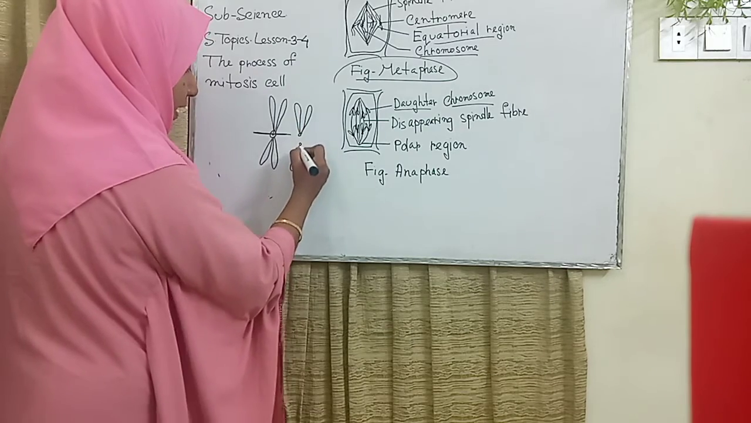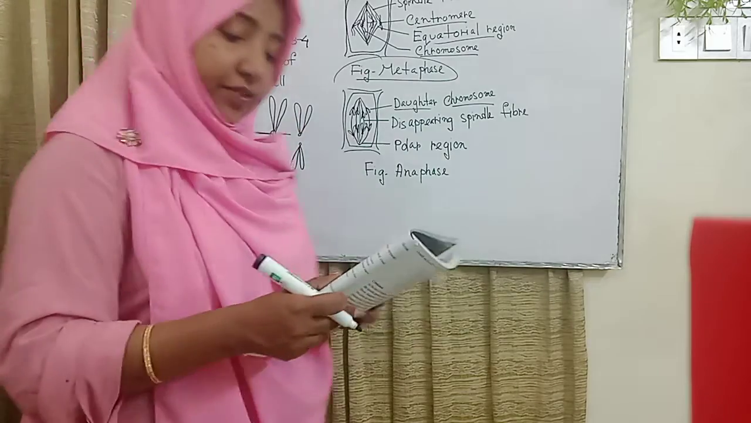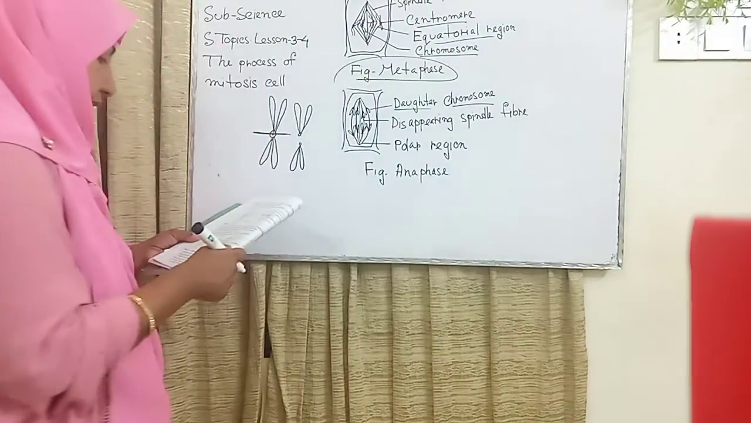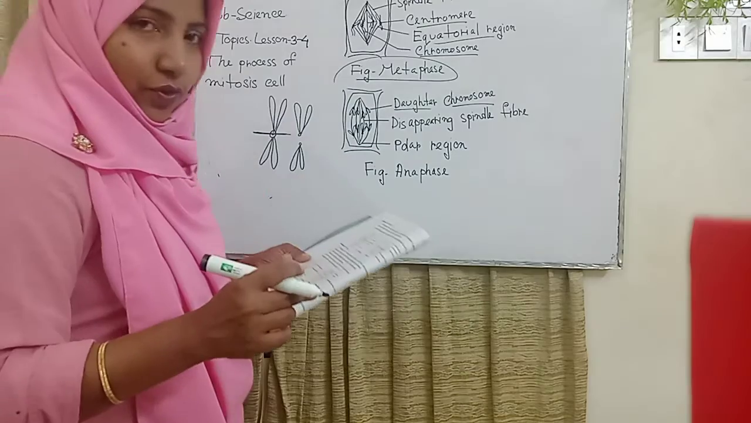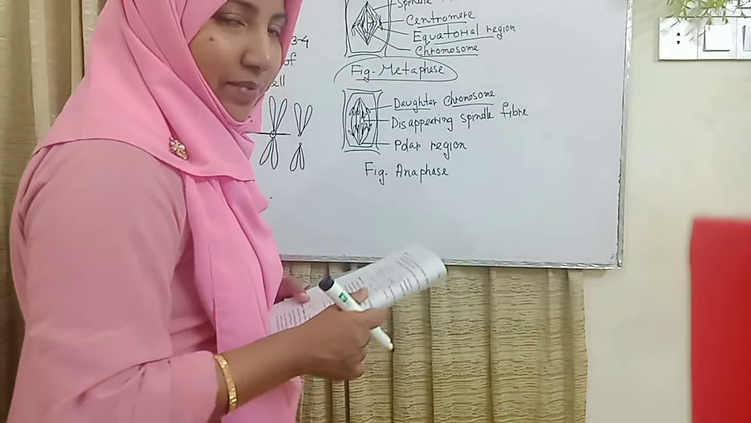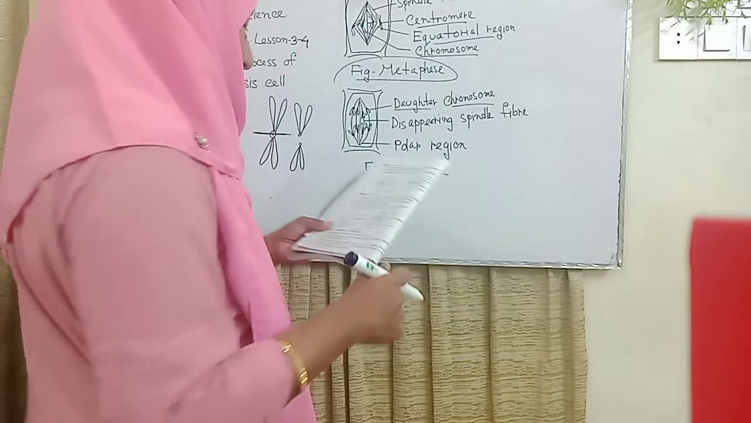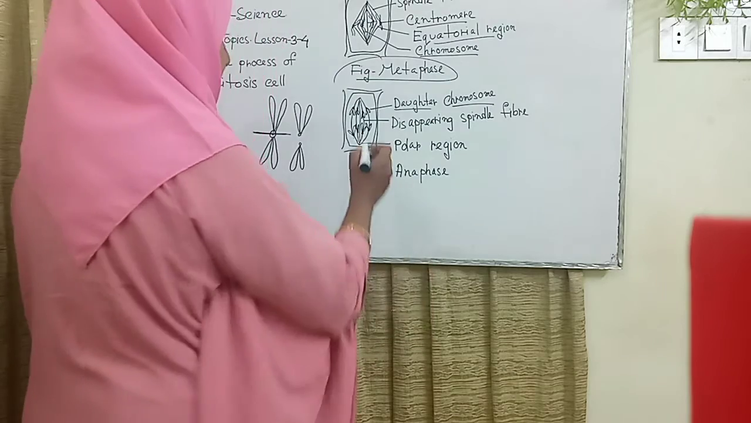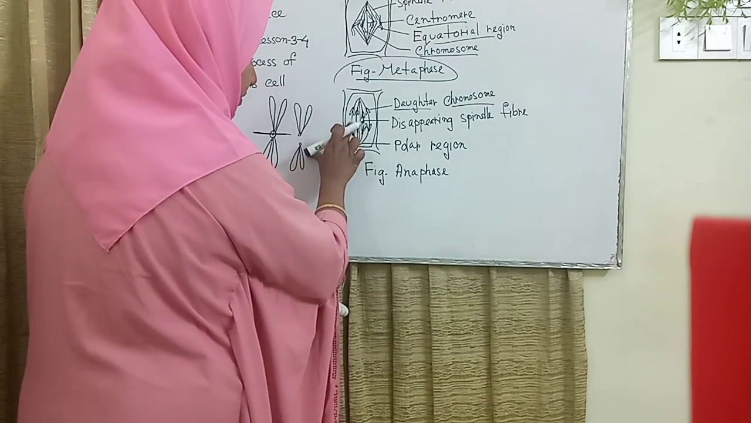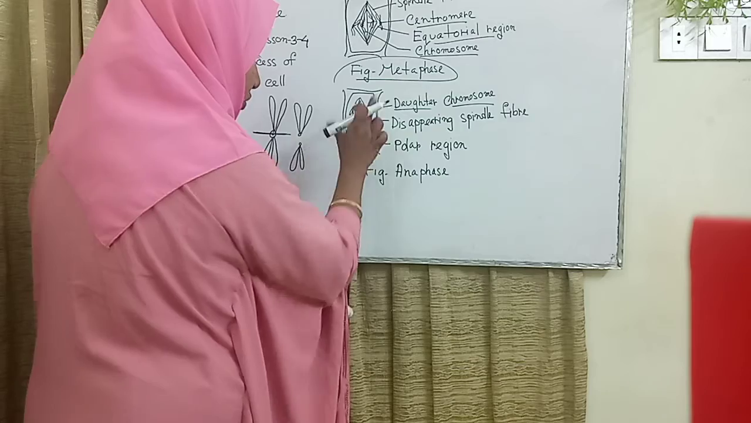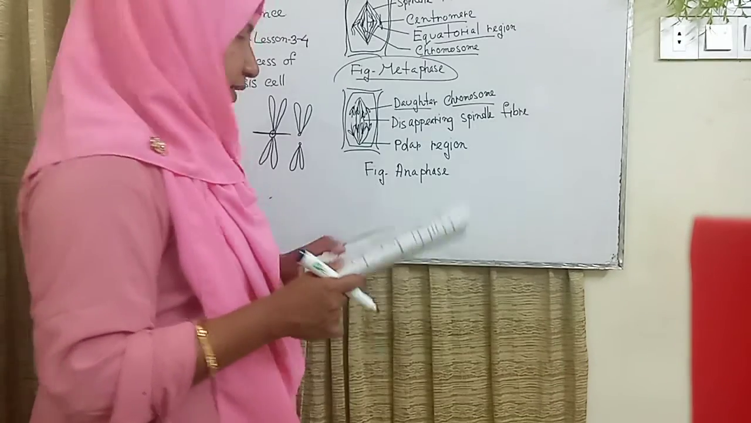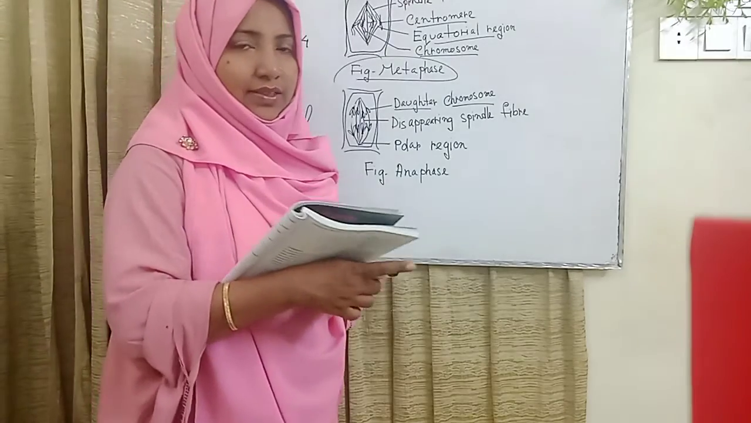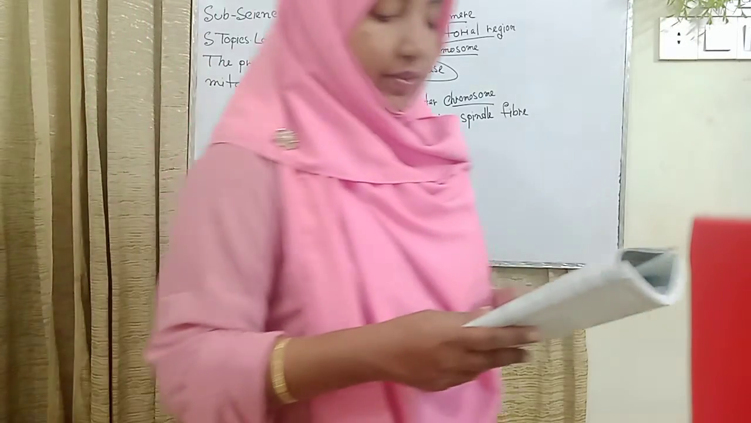Basically when they are divided they are of this type. Again the centromere, equatorial region, and daughter chromosome. So we are going to think about the meaning of daughter chromosome. The next structure is the disappearing spindle fiber. The spindle fiber is disappearing, and this other one is the polar region. My dear students, now we are going to start the anaphase.